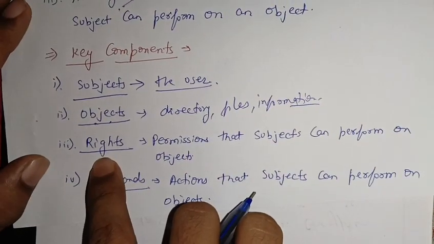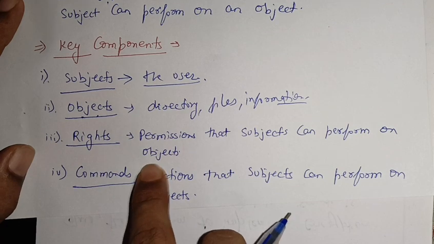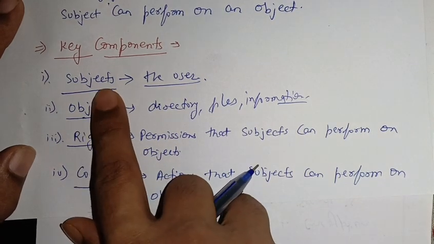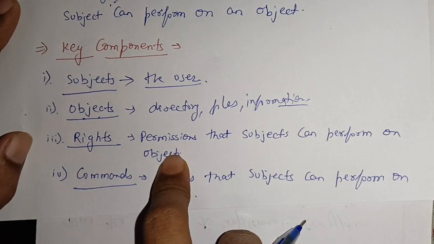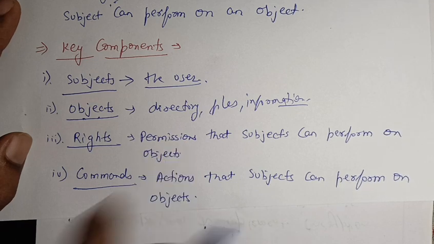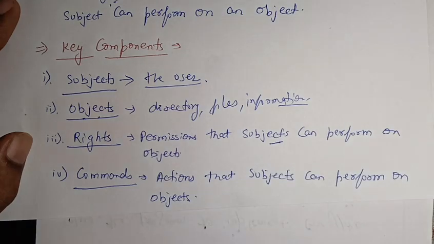Third is rights. That is the permission that a subject can perform on an object. What permission is granted to the subject is already granted by the administrator in the first phase only. Over those objects only, the subject can perform their task.